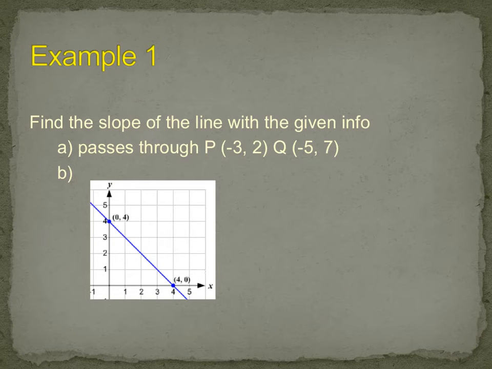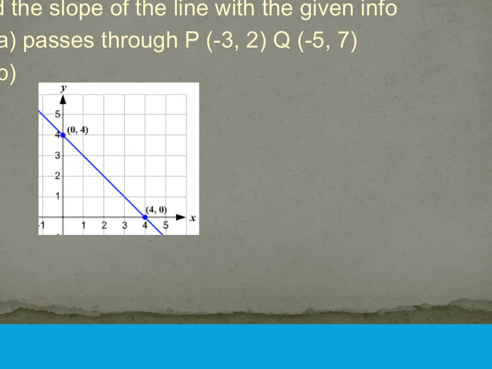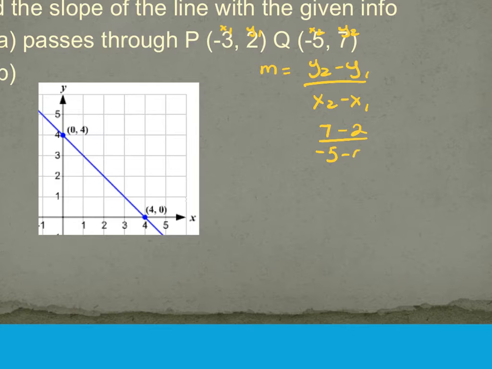So here's our first example. It just says find the slope of the line with the given information. The first thing it gives you is the coordinates of 2 points. So in that case, we're going to use m equals y2 minus y1 over x2 minus x1. Here's my x1, y1, x2, y2. It doesn't matter which ones you make the ones and the twos, as long as they are within the parentheses the same number, okay? So from here, I would get 7 minus 2 over negative 5 minus a negative 3. Minus a negative becomes plus 3, and I get 5 over negative 2.